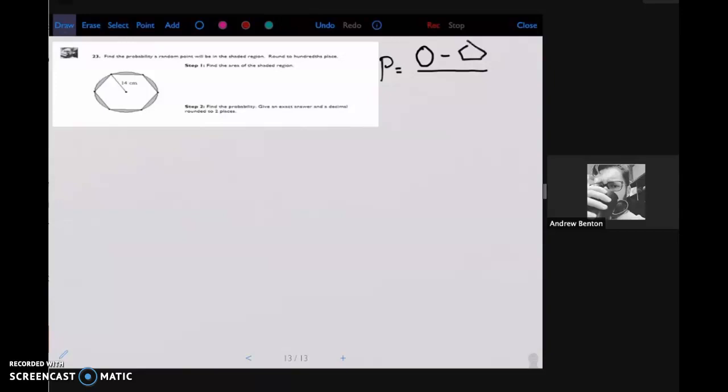Beautiful hexagon. Ooh, that's a pentagon. Undo. Now it's a hexagon. And the whole is going to be the circle. So I like drawing two shapes, your circle and then your hexagon, so you can find the area of both.